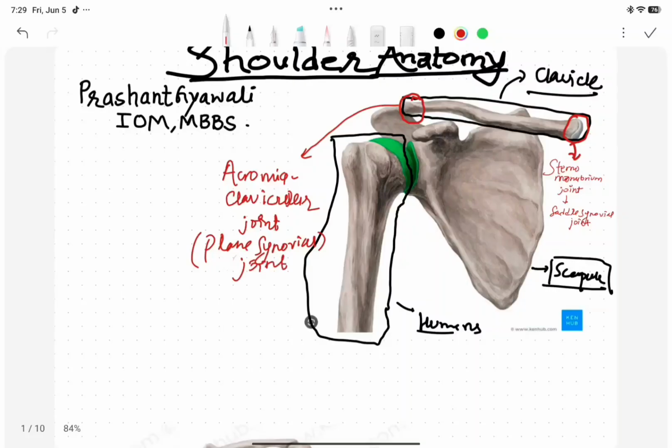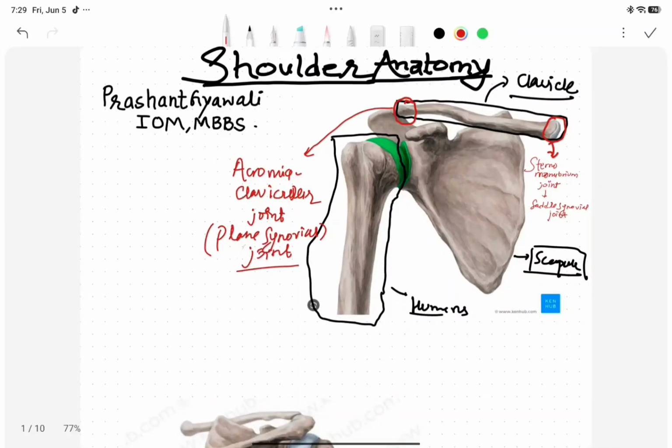Okay. So the medial end articulates with the sternum to form the sternoclavicular joint, which is a saddle variety of synovial joint, and the lateral end of the clavicle articulates with the acromion process of the scapula to form the acromioclavicular joint, which is a plane synovial joint.